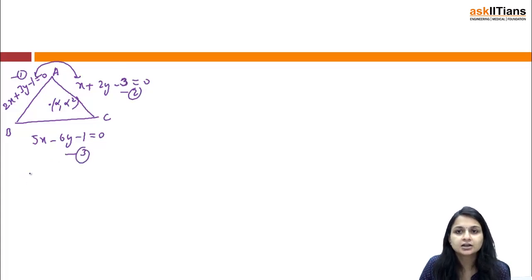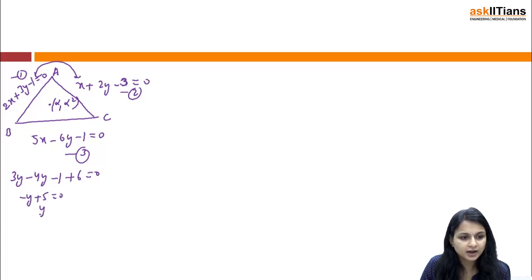Now I will multiply the second equation by 2 and subtract the two of them. So 2x minus 2x becomes 0. So I have 3y minus 4y minus 1, and here the constant gets multiplied, plus 6 equal to 0. So here I have minus y plus 5 equal to 0. So y becomes 5. If y is 5, I can get the other coordinate. So I can put it in any one of the equations. This becomes minus 7. So point A is (minus 7, 5).